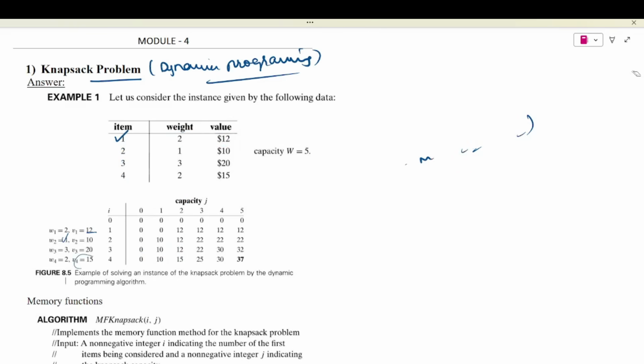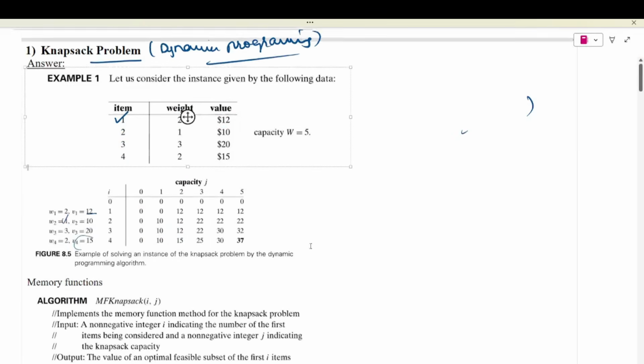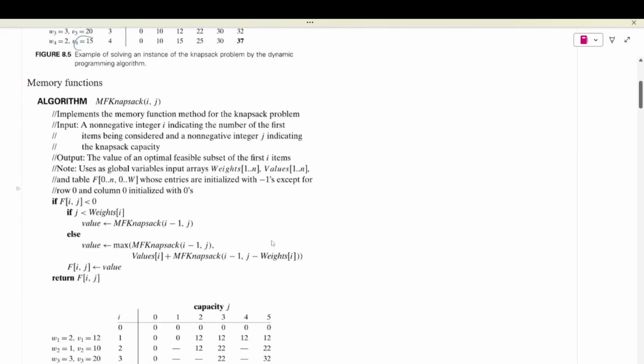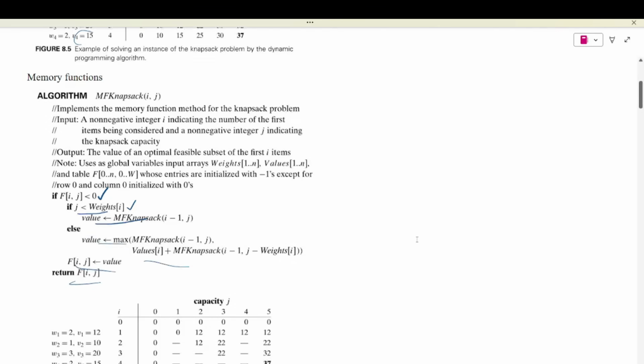Next we'll be discussing the memory functions. You can see here: if F of i, j is less than 0, if j is less than weight of i, the value will be the i minus 1, j value, else the value will be the max of that and the included value, and you return the value.